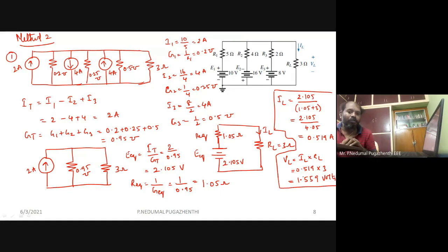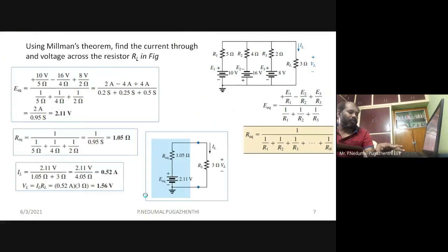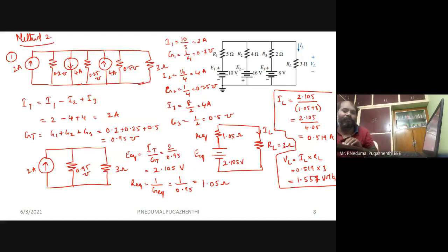Check it out. Yes, 1.557 volts. What is the previous value you got? You got it like 1.56. Here you are getting 1.557. Both are the same. To two decimals, if you round it off, you will get 1.56 volts. Here also, if you round it off, you will get 0.52 amperes. So you can use any of these two methods to calculate your values. Am I right? Is that clear? This three-step methodology can also be applied to calculate the Millman's equivalent and find the unknown parameters. Are you clear with this particular method too?